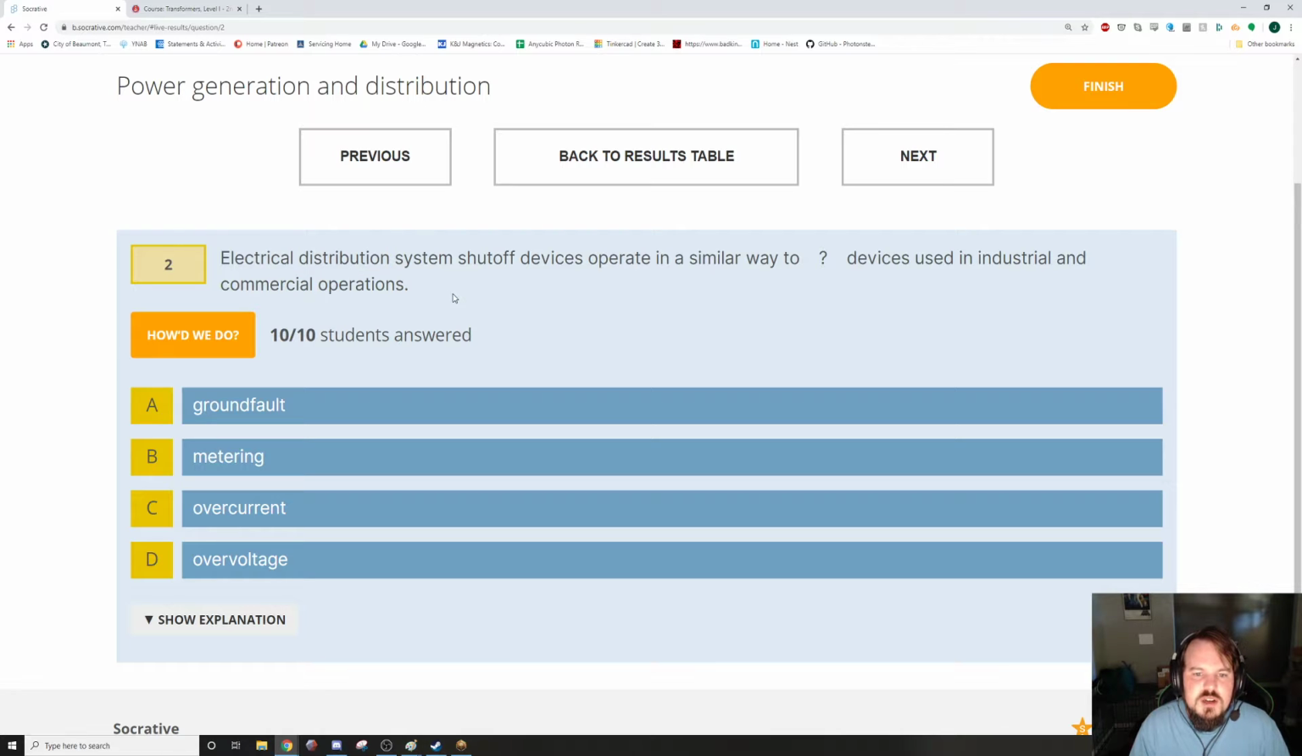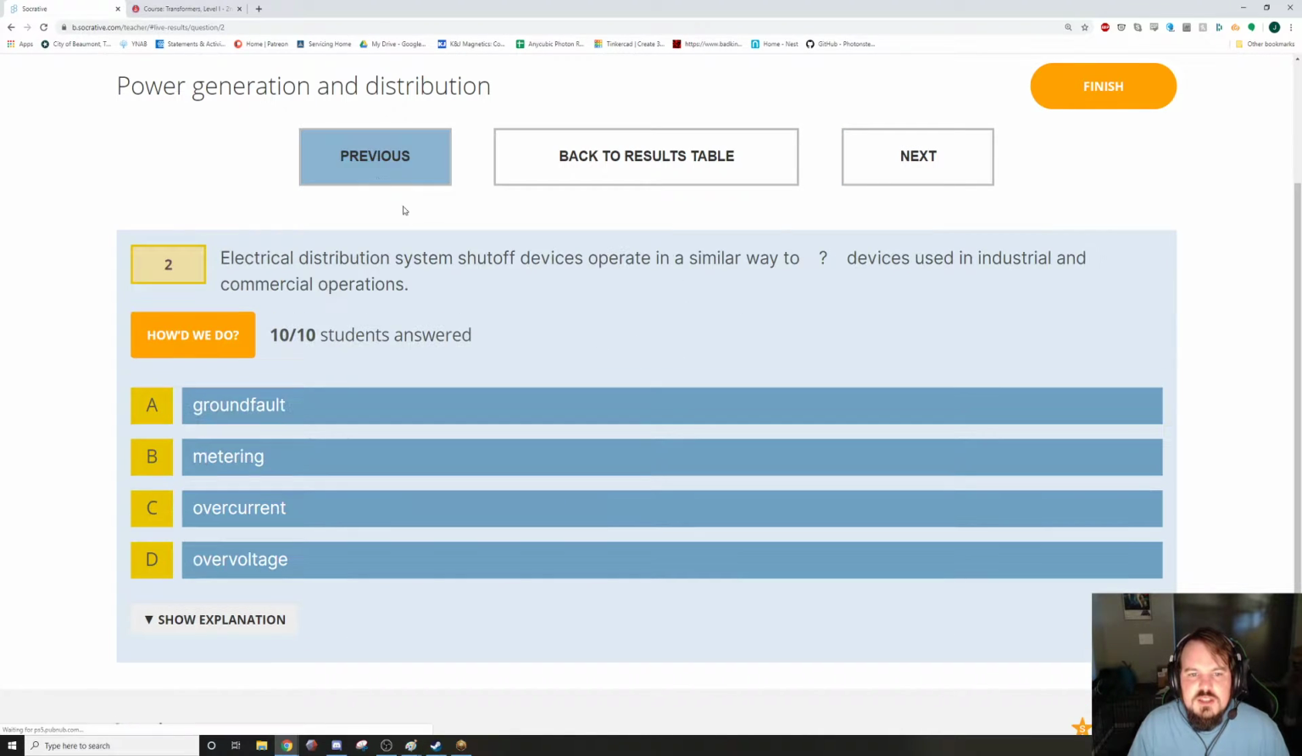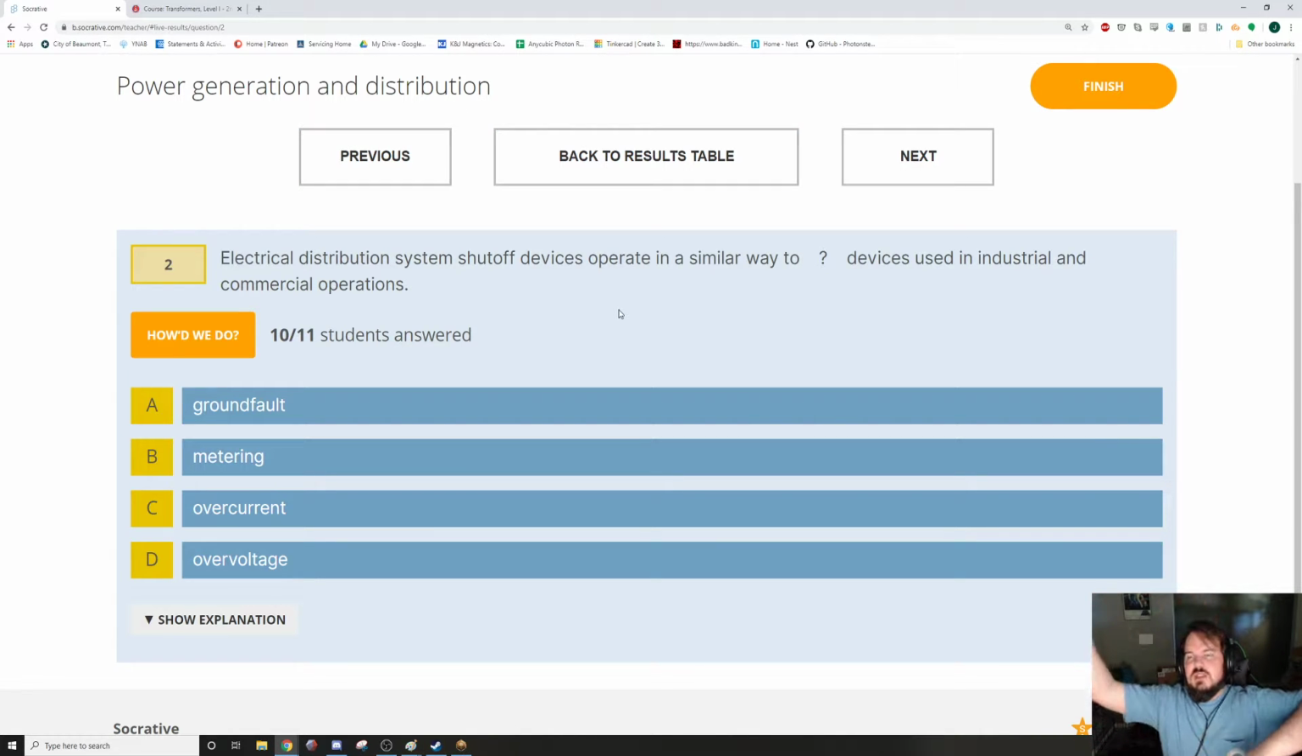Electrical distribution systems shut-off devices operate. Yeah, it's similar to an overcurrent device in electric industrial and commercial operations. All they're doing is shut. It's basically a fuse. They have more intense things they're dealing with, but it's a fuse. Unless they're meaning those big things they have to crank and it spreads apart. But that's basically what's on the inside of a breaker.